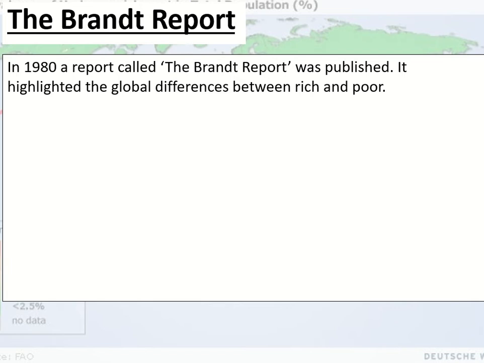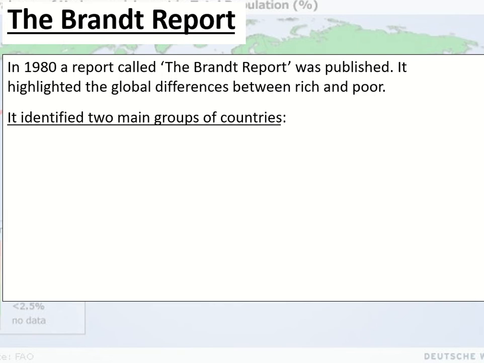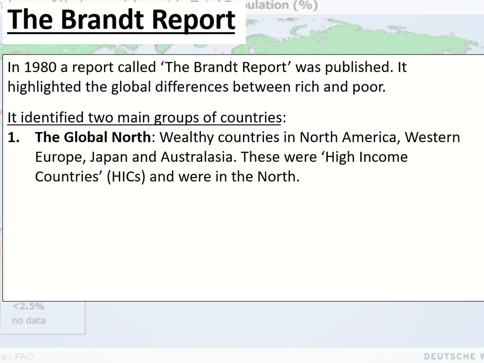But in 1980, a chap called Brandt published his report, which essentially highlighted the difference globally between the rich and the poor. And he identified 2 main groups of countries: what he called the global north, which is a bit weird, and you'll see in a minute, which were largely wealthy countries in North America, so USA, Canada, Western Europe, us, France, Germany, etc., Japan, and Australasia, which is not in the north of the world, but that's kind of an exception.